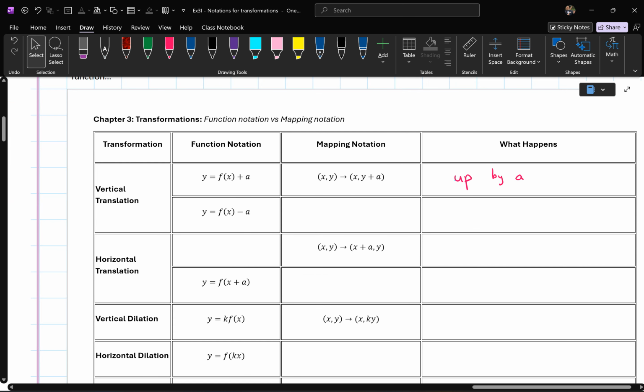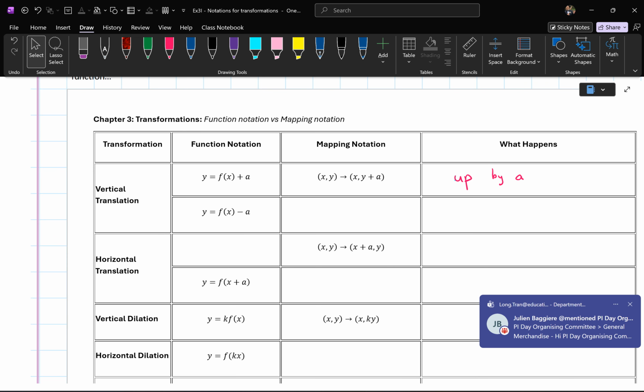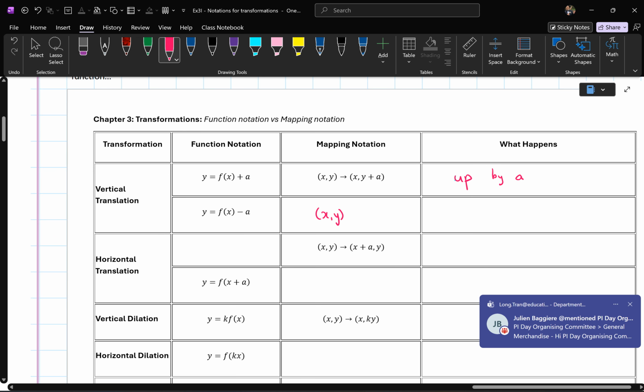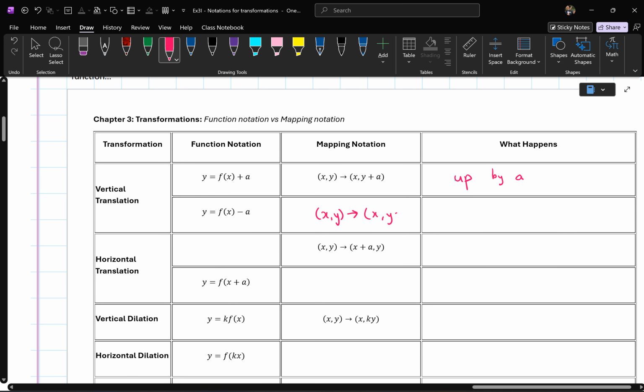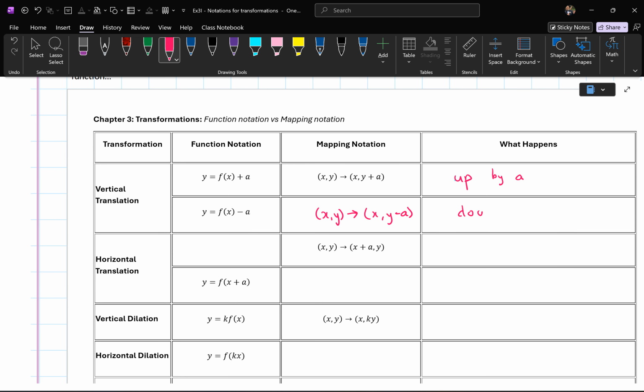Then the same concept. If I want to go down by a, minusing a to the function notation will also mean the same thing as x, y mapping to x, y minus a. So down a. So far, so good.